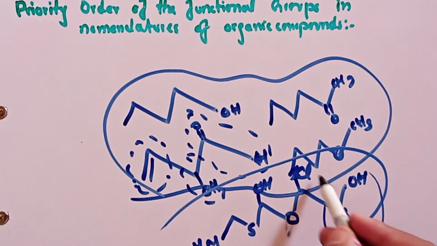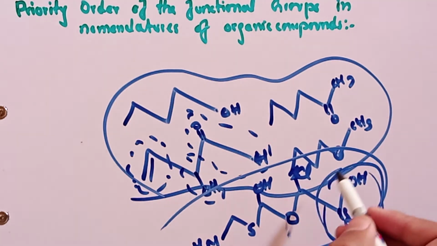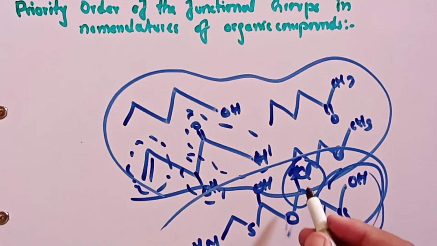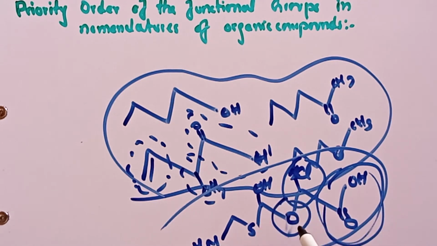That is the carboxylic acid group, that is the alkyl halide group. This is the ether group. This is the alcohol group. This is the thiol group. This is the amine group. So what will be the name of the complex? The complex will show the property of one of the functional groups. Which functional group will have the highest priority? Okay, let's start today's topic and see the priority order of the functional groups.